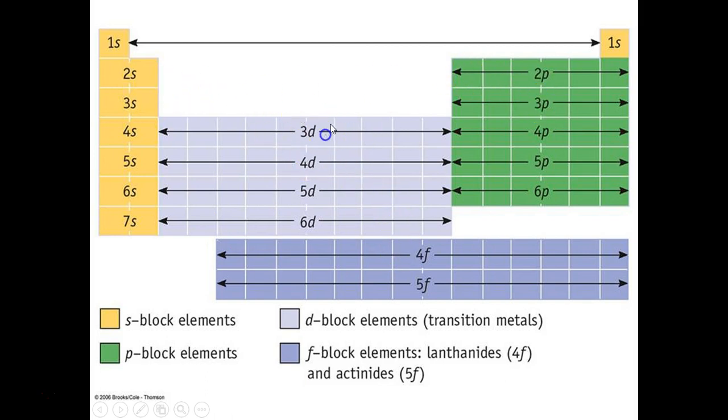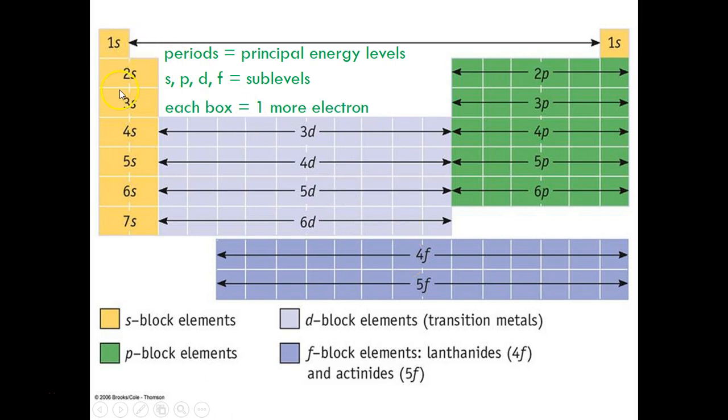So when we look at the periodic table, the period number will tell you the number of principal energy levels an element has. It'll also tell you which energy level a particular electron lives in. The letters S, P, D, and F tell you which sublevel those electrons are in, and each box means 1 more electron. Every time you move from one box to the next, you have 1 more electron than the box before it.